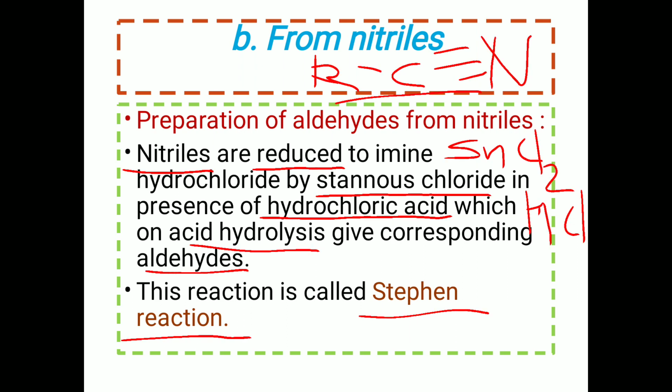In this reaction, in between we get an intermediate product, which is nothing but the imine hydrochloride, and this imine hydrochloride undergoes acid hydrolysis to give the product, that is aldehyde. This reaction is known as the Stephen reaction. One important thing for this reaction is that it is a useful method to prepare aldehydes only. That means ketones are not prepared by this method.